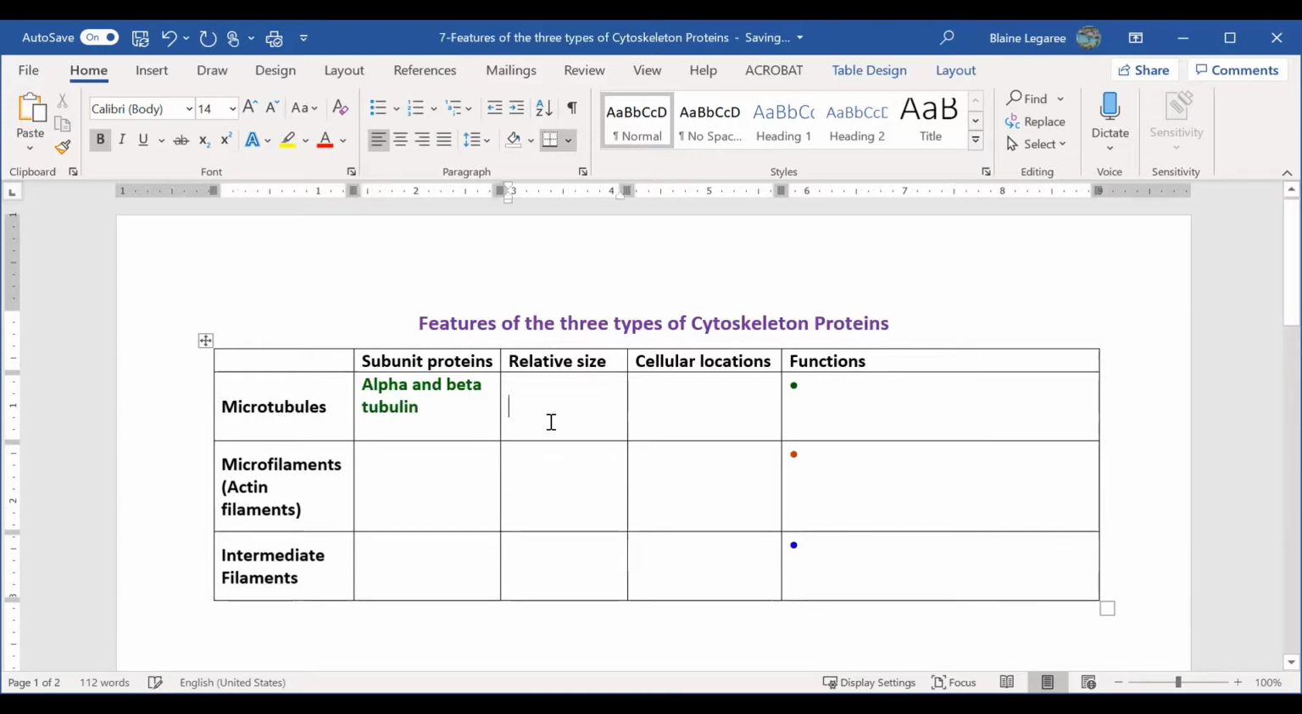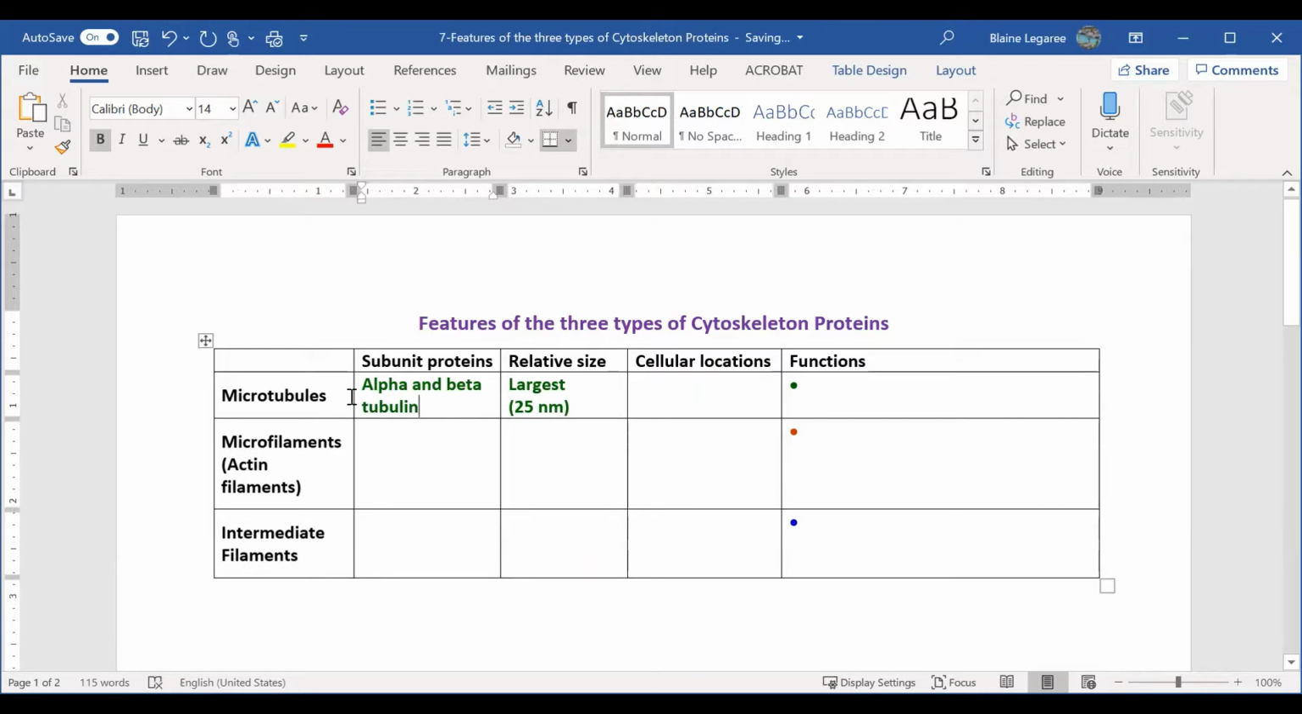Okay, relative size. You don't need to know the exact sizes of these. These are the largest of the cytoskeletal components. If you really want to know, they are about 25 nanometers. But I don't care about the exact numbers. It's more that you know they are the largest.